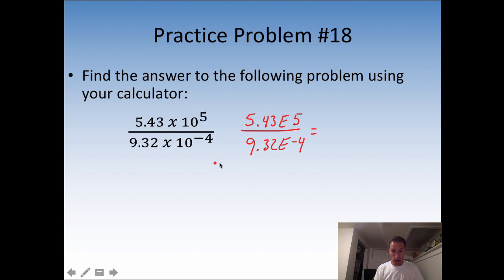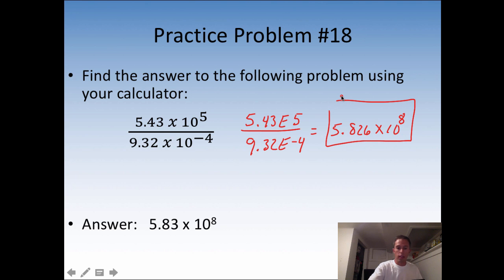I'm getting a very large number. Let me write that in scientific notation. Something about 5.826, there's more numbers than that, times 10 to the 1, 2, 3, 4, 5, 6, 7, 8, times 10 to the 8th. Hopefully that's what the answer is. And yeah, okay, they rounded the 2 up to a 3. So same answer here. Hopefully you can get that in your calculator.